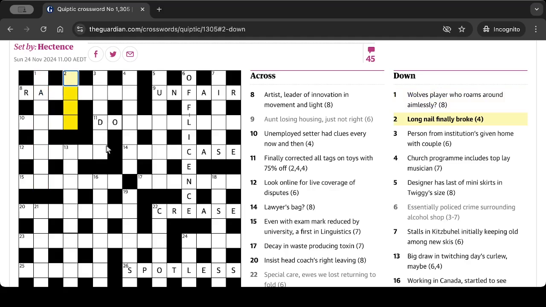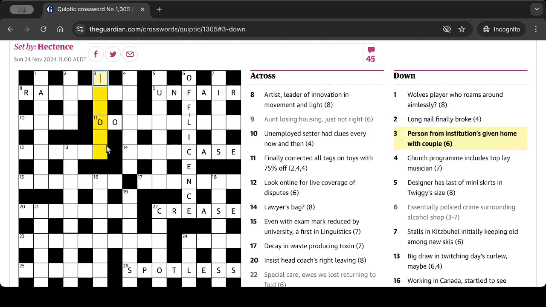Long nail finally broke. This might be another charade as well, so it might be a word for long, then the final letter of nail. That could mean something like broke, like poor. Doesn't jump out, so I'll come back to it.